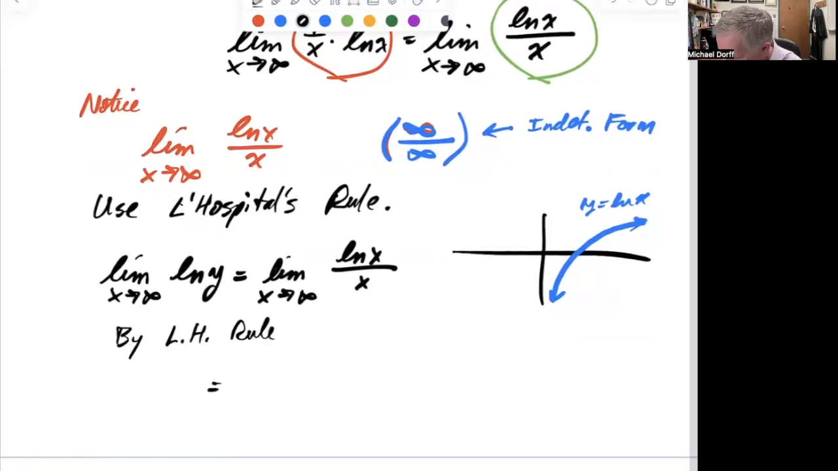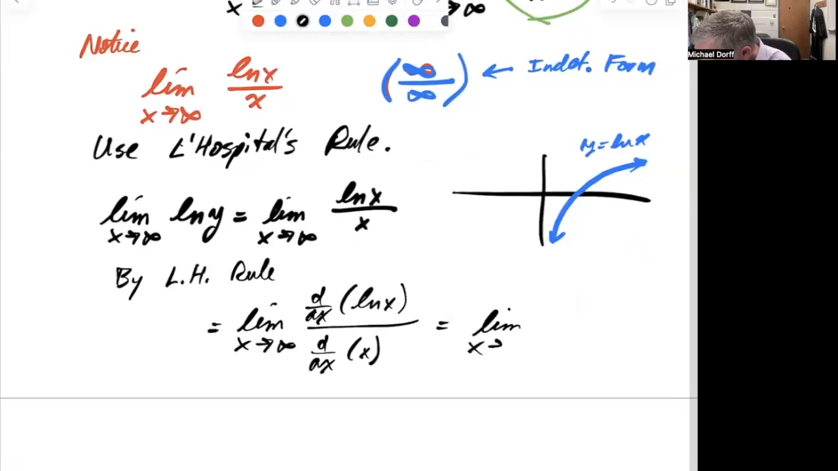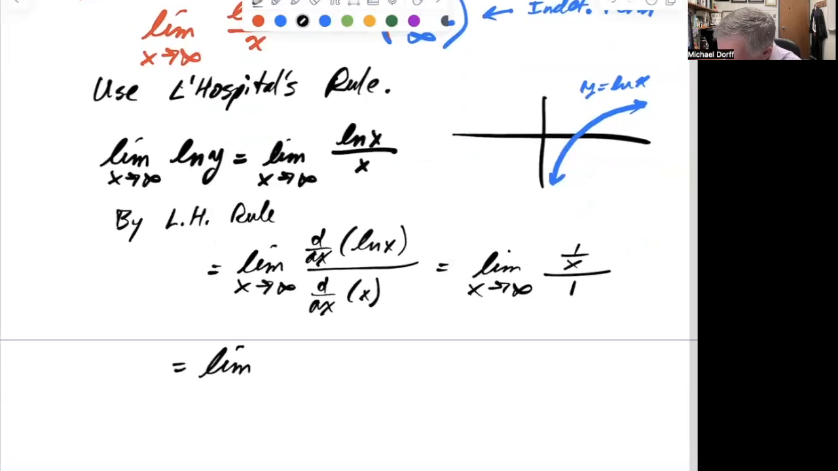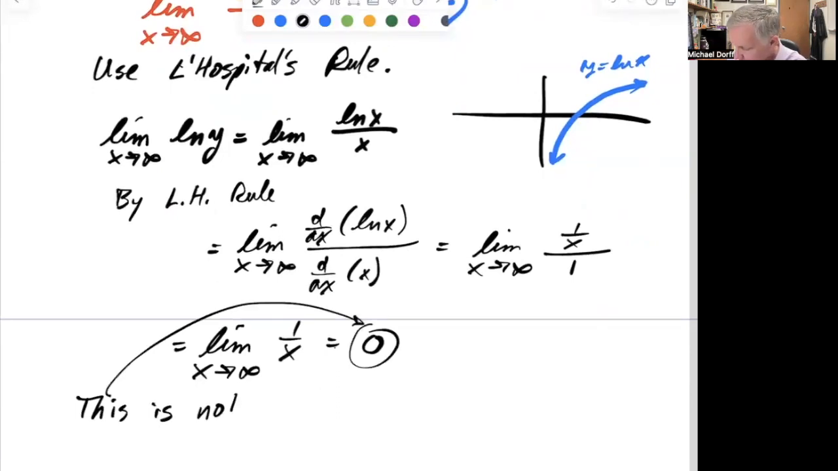By L'Hopital's rule, the right-hand side becomes the limit as x goes to infinity of the derivative of the top over the derivative of the bottom. And so that's going to be the limit as x goes to infinity of 1 over x over 1, which is the same thing as the limit as x goes to infinity of 1 over x. And we have that same situation now where we have a 1 in the numerator, an x in the denominator, and x is going to infinity. So this is going to be 0. Now that's not my answer.